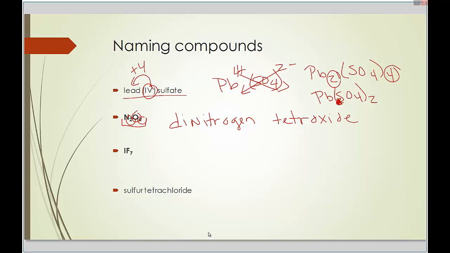I is iodine. Notice the first one here is single. There's only one atom there. So I don't have to worry about the prefixes. I don't use mono for it. 7 is hepta. And F is fluoride. Finally, we have sulfur tetrachloride. So sulfur, there's no prefix here, so it's a 1. Tetrachloride, chloride is Cl, tetra means 4. And that's the end of this review.